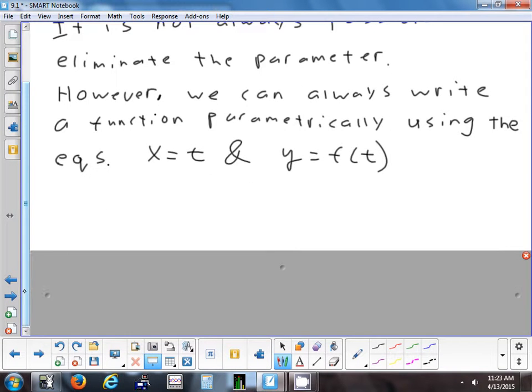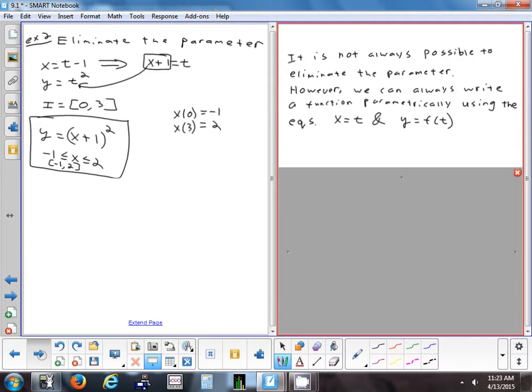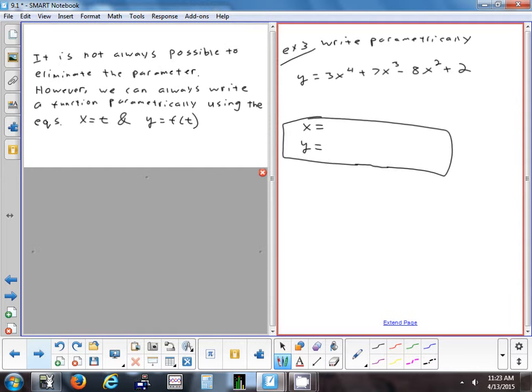Okay, so I'll show you an example. Let's say I asked you to rewrite that equation parametrically. Well, first thing you do is let x equal t, and let y equal, change all your x's to t's. So you get 3t to the 4th plus 7t cubed minus 8t squared plus 2. And that's a pair of parametric equations. It's kind of a cheap way to do it, but it works, right?